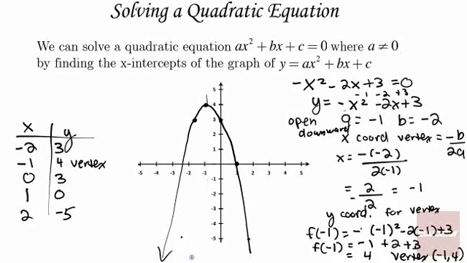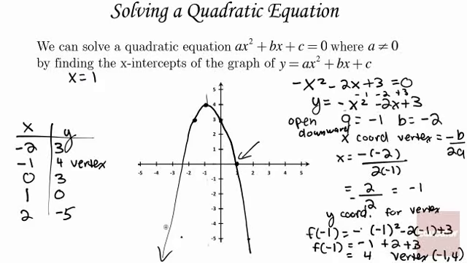And what I want to look at is the x-intercepts. This is where the graph intersects the x-axis, and that gives the solutions for this equation. Now, x equals 1 when y equals 0. So one of my solutions is x equals 1.